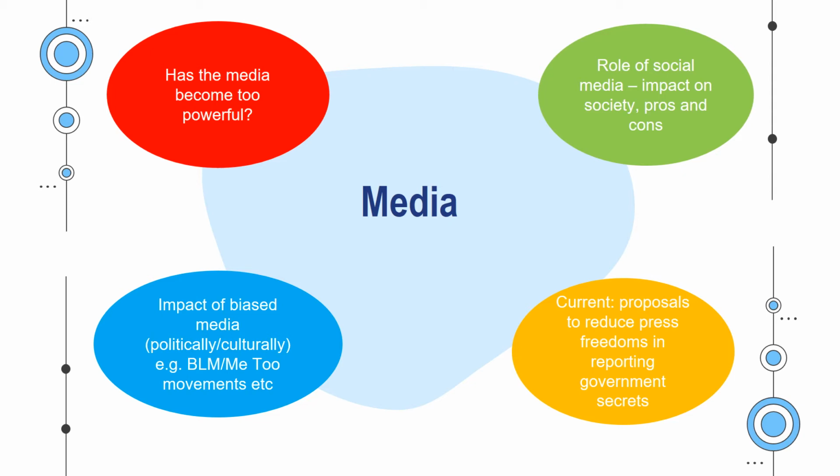Something that is current at the moment, the proposals to reduce press freedoms in reporting government secrets. There might be a proposal to prosecute the press if they release a government secret. So I wonder what you think about that. And I've actually done a little plan for that, so I'll show you that in a bit.